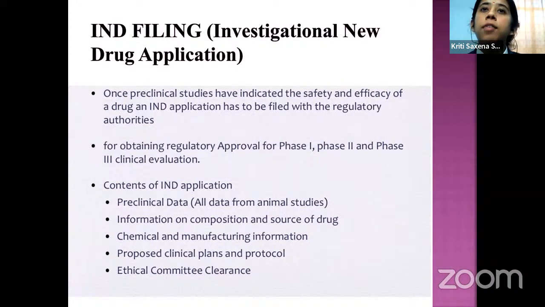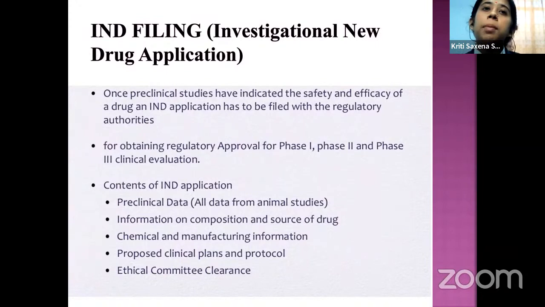Once preclinical studies have indicated the safety and efficacy of a drug, it has to be filed with the regulatory authorities for obtaining the approval for phase 1, 2, and 3. Always remember that IND filing approves you for only phase 1, 2, and 3 of the clinical trial. Phase 4 is done only when you have promising results from phase 3. The results are reviewed for the NDA, and only when you get NDA approval will you go for the phase 4 trials, because phase 4 includes marketing. We will discuss it further.